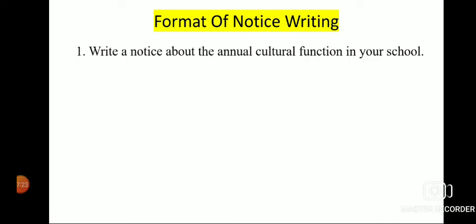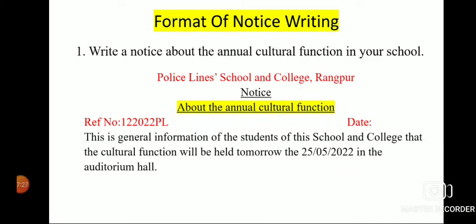Write a notice about the annual cultural function in your school. Police Line School and College, Rangpur. Notice about the annual cultural function. Reference number, you will write it. Date.